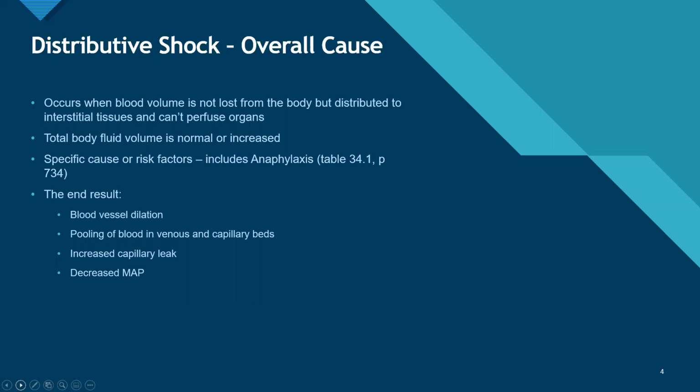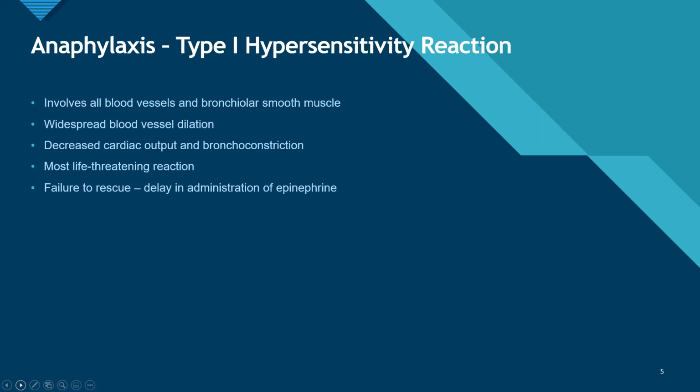Environments like sepsis. So as a reminder, blood volume is not lost from the body, but it's distributed to those interstitial tissues. So in that space we can't measure, you know, in those capillary beds, and it really impacts mean arterial pressure. It's inversely related. So anaphylaxis is a type 1 hypersensitivity response.